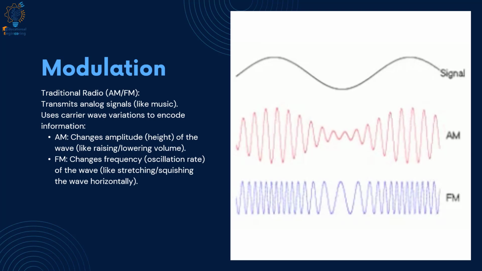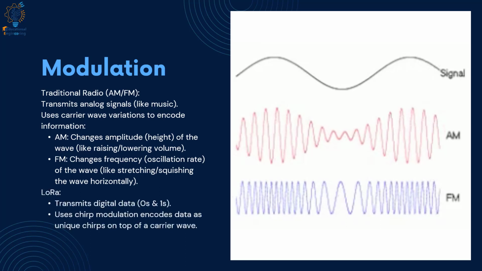Traditional radio uses AM and FM to transmit analog signals like music and sound. These techniques work by varying the radio wave itself to represent the sound wave. Chirp modulation, however, is completely different, where information is encoded as a series of zeros and ones.